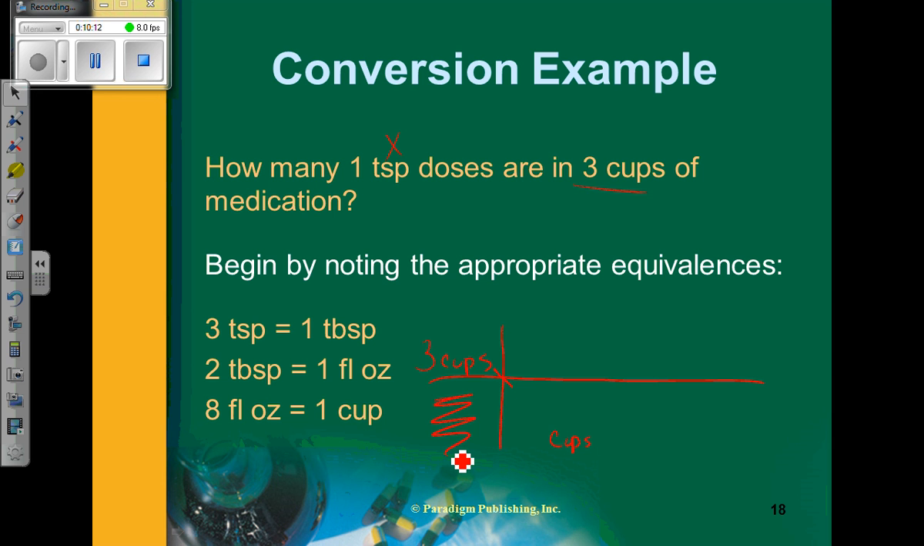From your equivalences, you have 1 cup equals 8 ounces. But we're not at teaspoons yet. If we stopped here, we'd just be at ounces. So we're going to add another cross on. You have ounces here, you have to have ounces here. Then you look into your chart and you know how many ounces equal a tablespoon. 1 ounce equals 2 tablespoons.